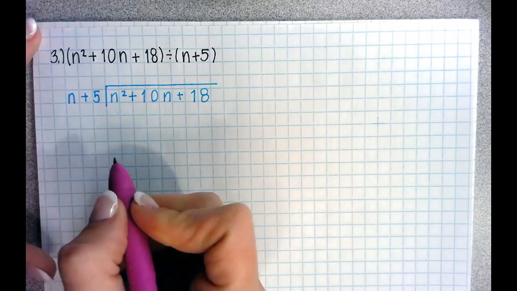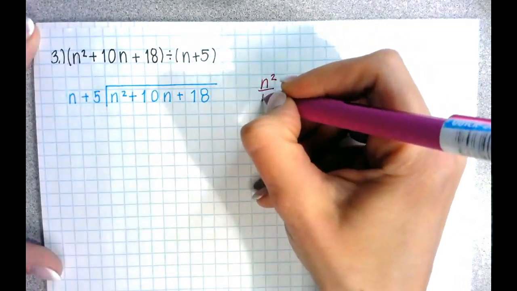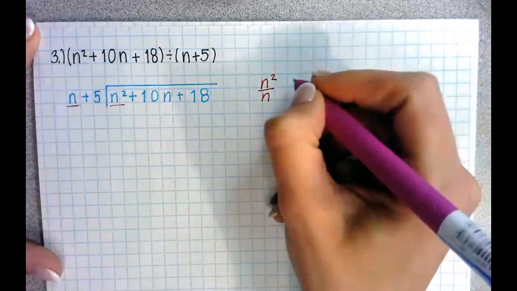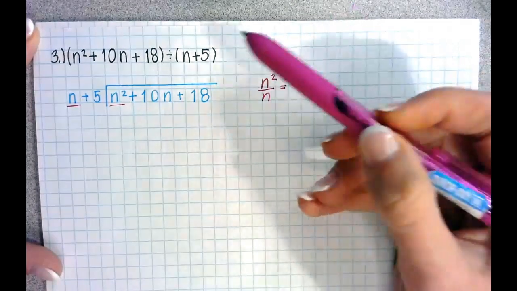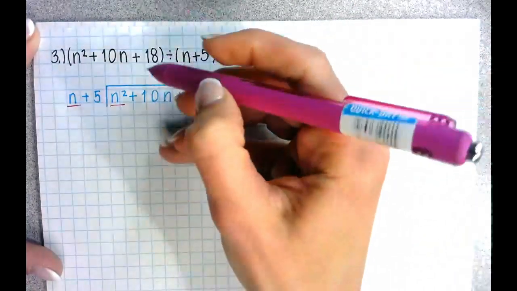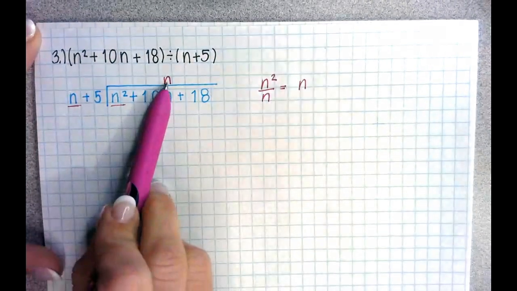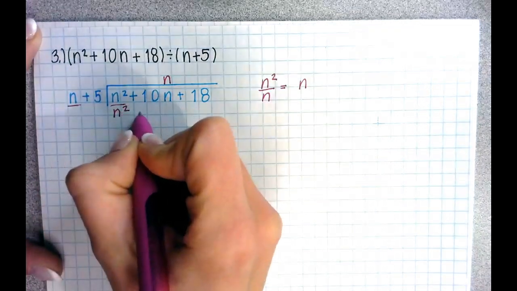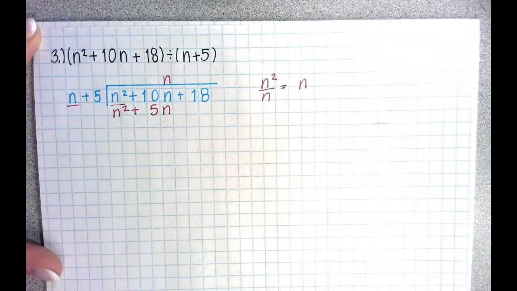All right, this example right here, starting the same way, n squared divided by n. We're dividing this term by this term to start. That gives you just an n. It's a linear term. It's going to get written on top of the linear terms. So that's a 1n. We don't need to write the 1. Then we multiply this by the divisor on the outside. That gives us n squared plus 5n.